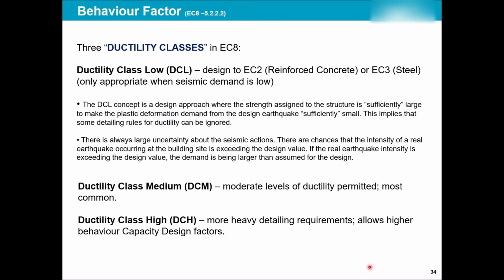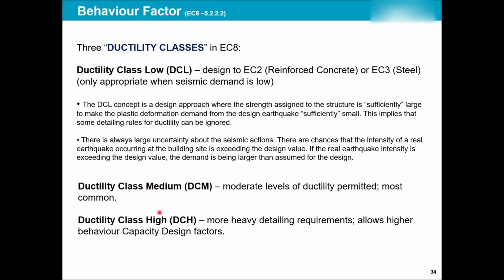Because that differs, there are 3 different ductility classes which Eurocode suggests. The lowest ductility class is when you design your building based on the normal design codes of Eurocode. For example, you use Eurocode 2 for reinforced concrete. There's no lateral load because you don't have any seismic activity to consider, so you design your building for the lowest possible ductility. When we say lowest possible ductility, it means your material is very close to just linear behavior, or you design it for Eurocode 3, which is for steel structures.